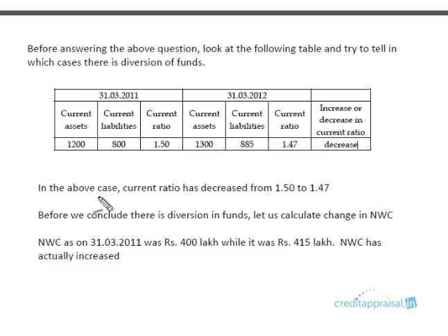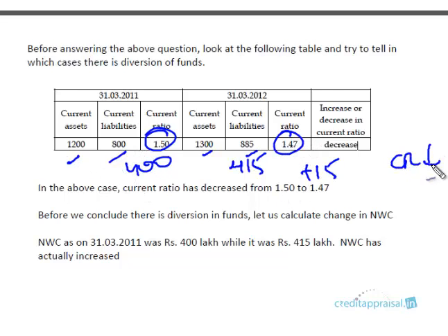Here, last year the current assets was 1200 and current liabilities 800. So your NWC is 400. Now in this year, current assets 1300, 885 is the current liability. So the NWC is 415. So actually NWC has increased by 15 lakhs. But if you calculate the current ratio, last year it is 1.5, 1200 by 800. This year it is 1.47. So current ratio has decreased. So there can be instances where current ratio has decreased, whereas the increase in NWC is positive. So don't go by current ratio. It can be tricky, right? Follow NWC. Always rely on the change in NWC. If change in NWC is greater than zero, there is no diversion of funds.